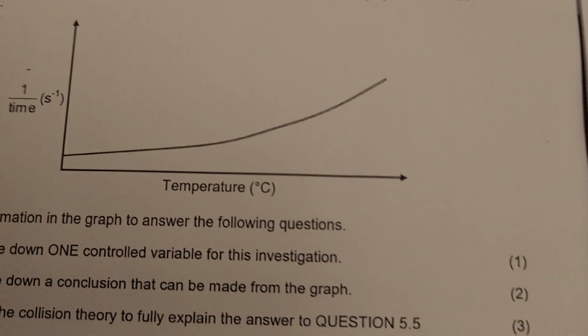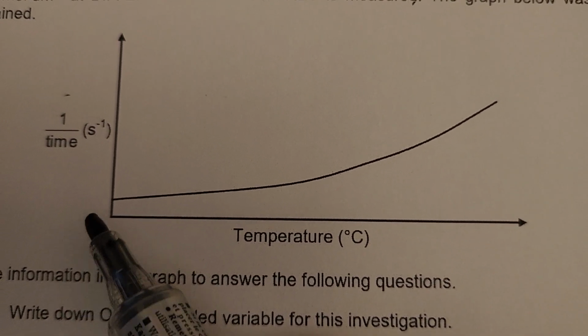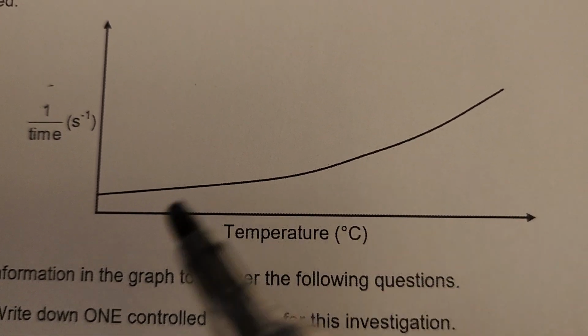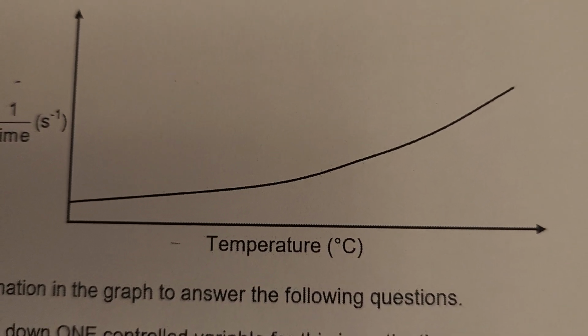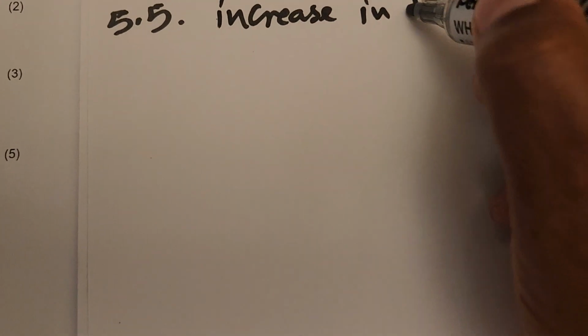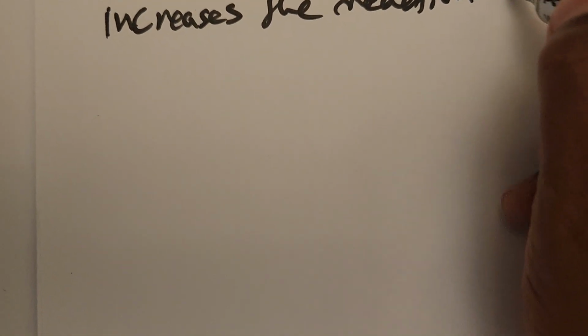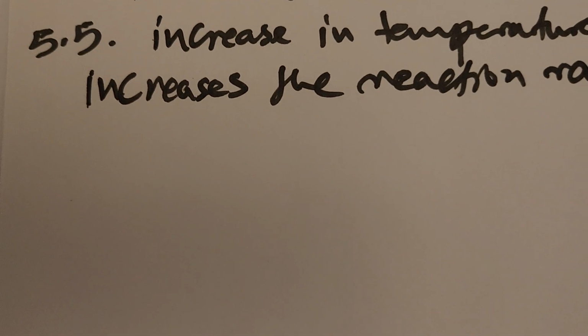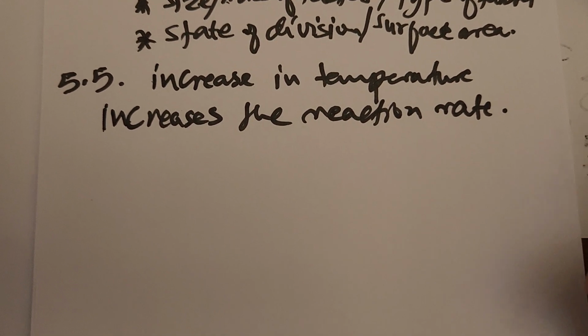We look at this graph because conclusion is always based on facts. According to the data collected here, you see now the temperature is increasing and also the reaction rate is increasing. Therefore, increase in temperature increases the reaction rate, or as the temperature increases, the reaction rate also increases, or reaction rate increases with an increase in temperature.